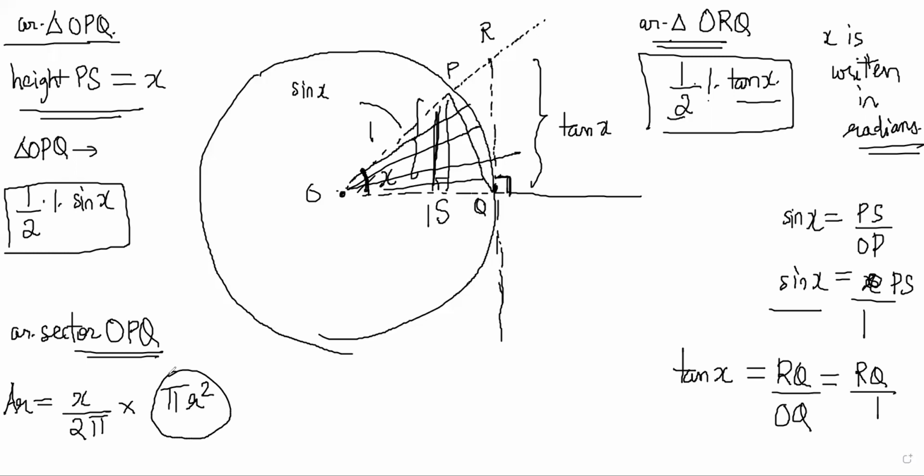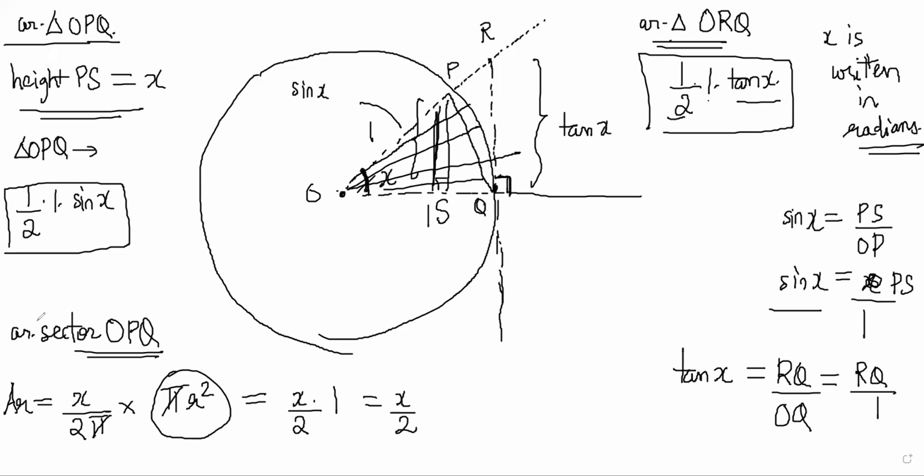Pi r square would have been the total area of the full circle, right? And x by 2 pi tells you what fraction of the circle this sector is, right? Like if it was 90 degrees, it would have been 1/4 of a circle, no? If it was 60 degrees, it is 1/6 of a circle. If it is x radian, it is x by 2 pi fraction of the circle, right? So this is my sector area. So x by 2 into r square, and r is 1, right? So area of sector OPQ is x by 2.